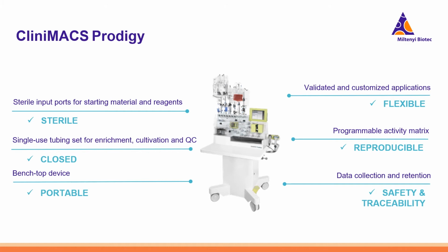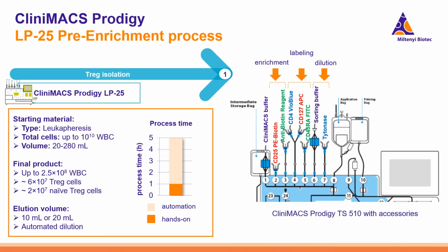In the following slides, I'm going to explain more about it. Here you can see the most important factors that you need to know to start the LP25 process in Prodigy. The starting material is leukapheresis, and you can see the total cell volume. Regarding the final product, you need to know how many cells will be your final product, and also the elution volume and how you can elute it in the buffer to go to sorting your cells afterwards. And it's important to know that the process time is about 5 hours, with 1 hour hands-on and 4 hours automated process. And on the right side of this slide, you can see the reagents that can be connected to Prodigy.